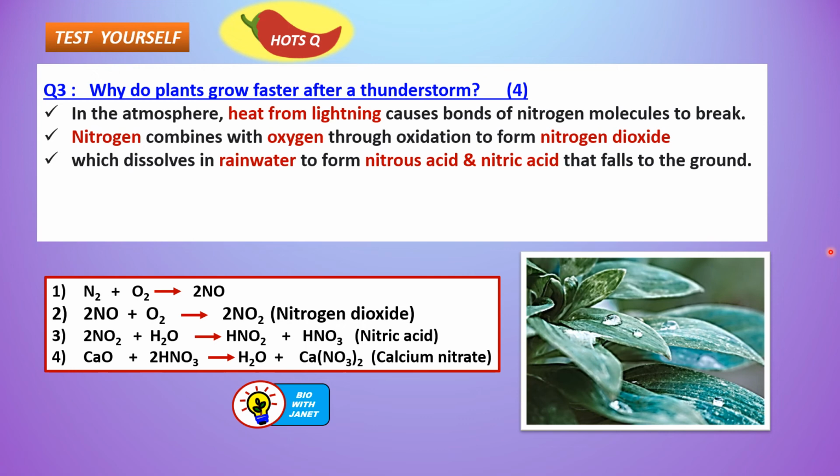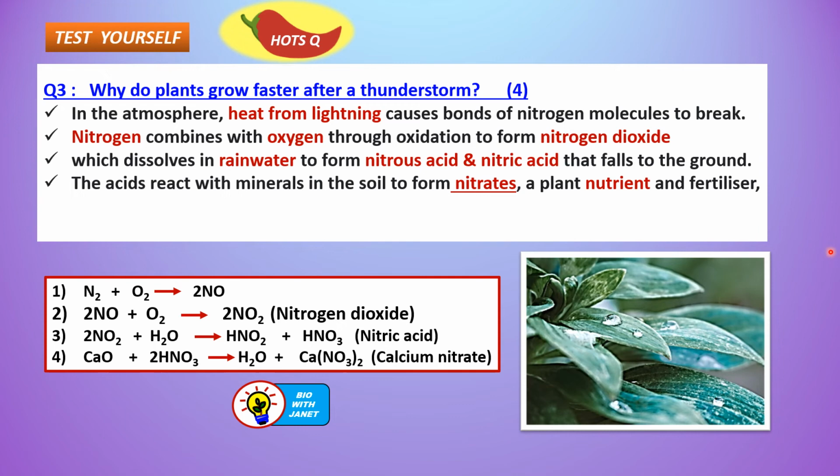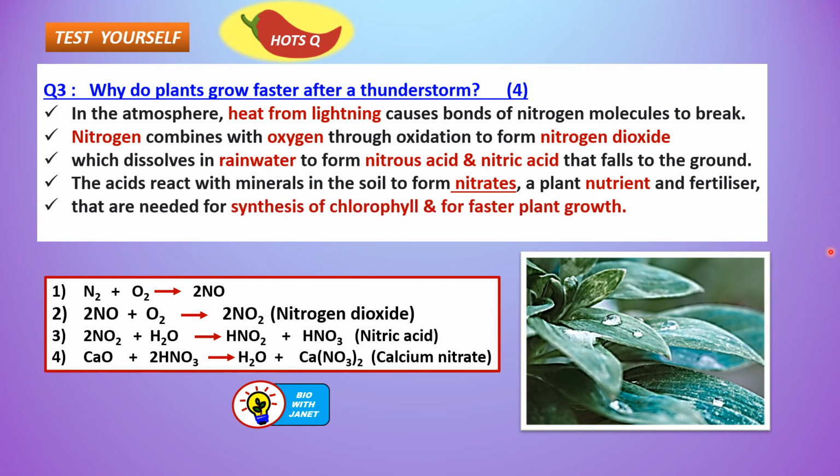And then this nitrogen dioxide dissolves in the rainwater. It will form acids, which are nitrous acid and nitric acid. So this acid will fall to the ground together with the rain. And the acids react with minerals in the soil to form nitrates. Nitrates are not nitrites. Nitrates are a plant nutrient and, in this case, a natural fertilizer that are needed for synthesis of chlorophyll and for faster plant growth. So the plants will grow faster.